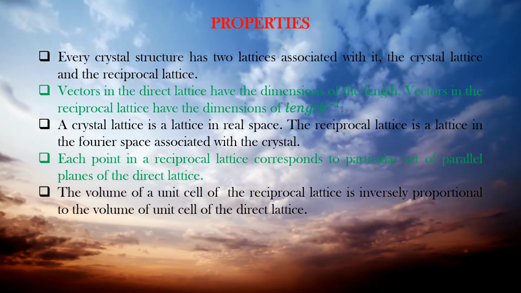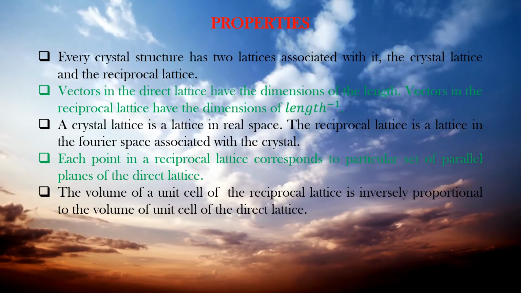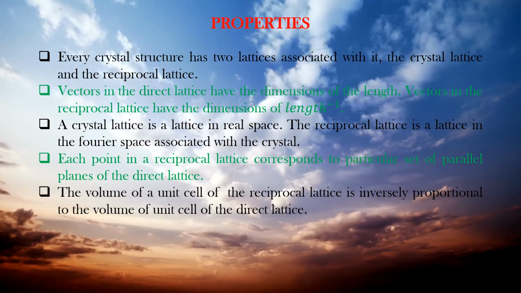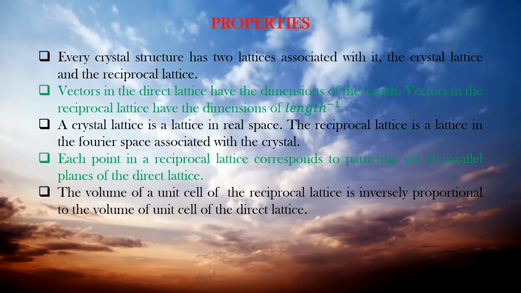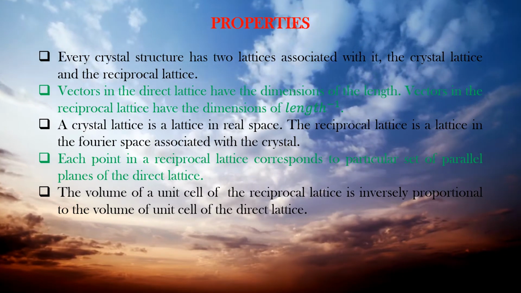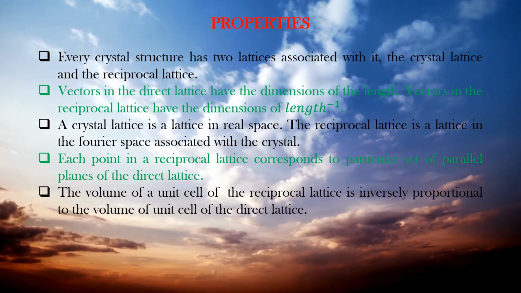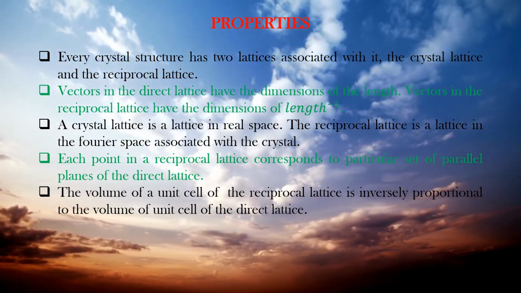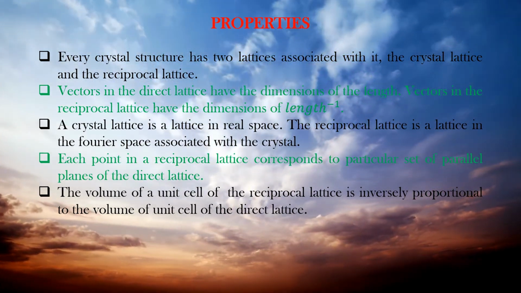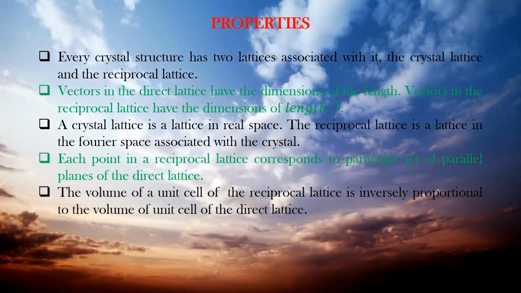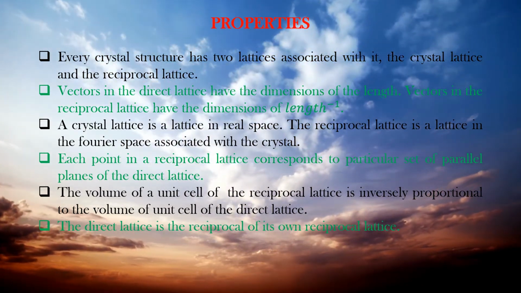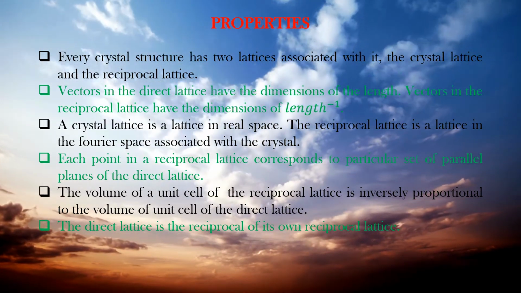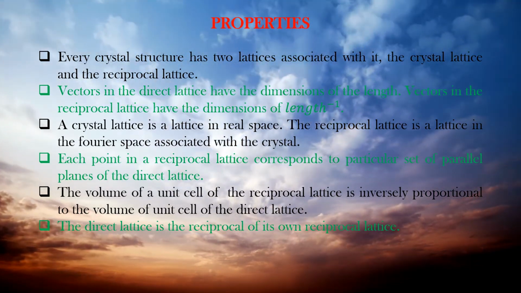Next, the volume of a unit cell of the reciprocal lattice is inversely proportional to the volume of a unit cell of the direct lattice, which means if the volume of a unit cell of the direct lattice decreases, then the volume of a unit cell of the reciprocal lattice increases. That's why it is inversely proportional to the direct lattice. From which we conclude the direct lattice is the reciprocal of its own reciprocal lattice.